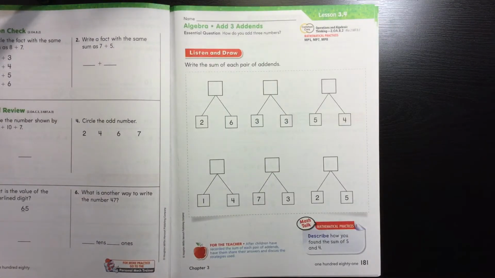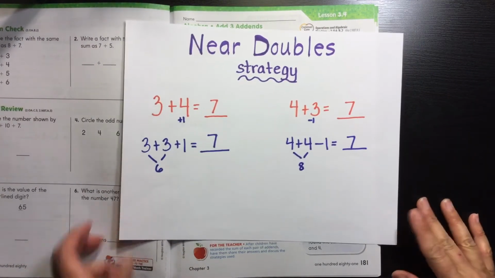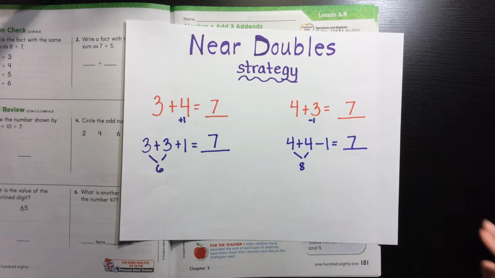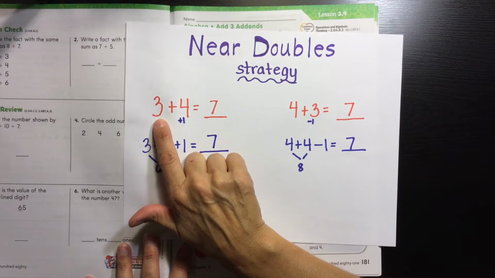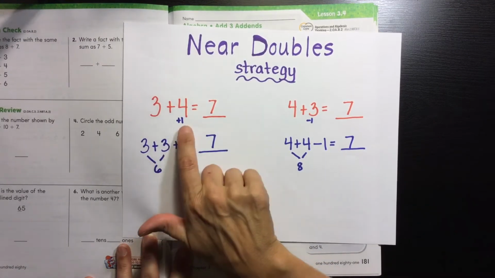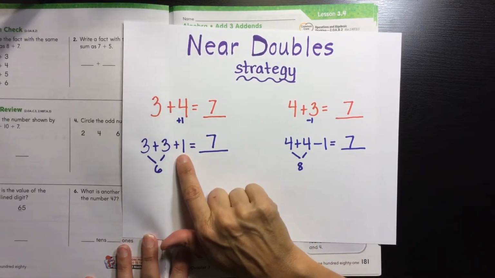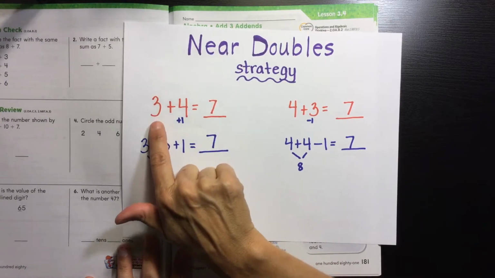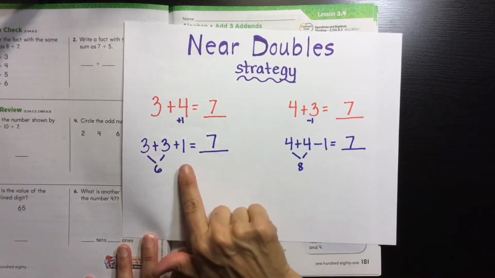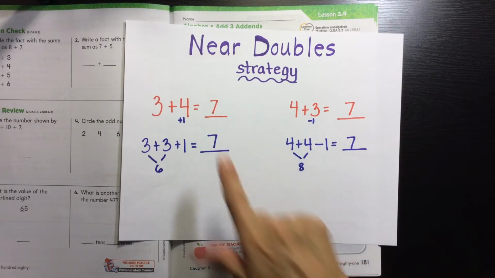All right, the next thing we did was we used our knowledge of the doubles facts to learn our near doubles strategy. And our near doubles strategy allowed us to double the smaller addend, such as 3 plus 4. If we double the smaller addend, that would equal 6. And we know that the second addend would be 1 more than that. So it would be like we were adding 3 plus 3 plus 1, and that would equal 7. Therefore, 3 plus 4 would be 7. So that would be doubles plus 1.